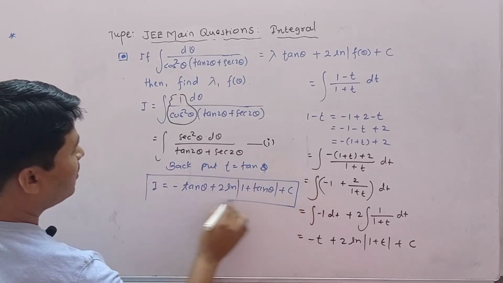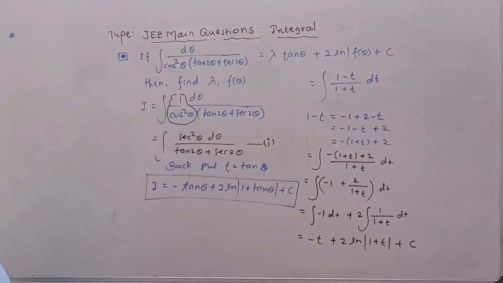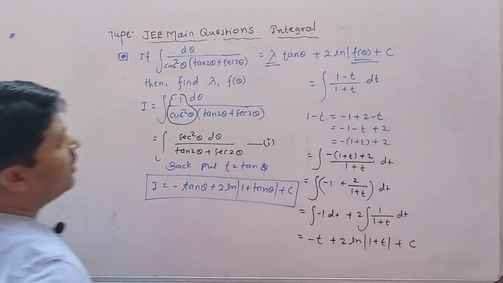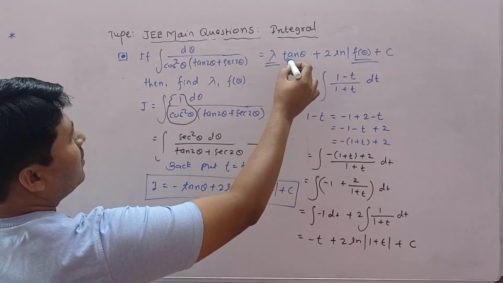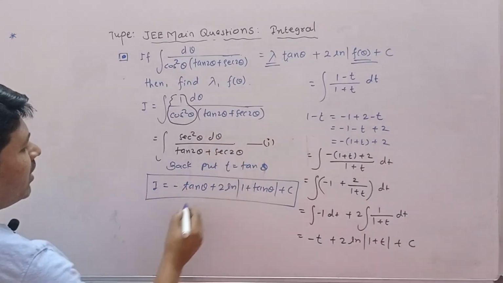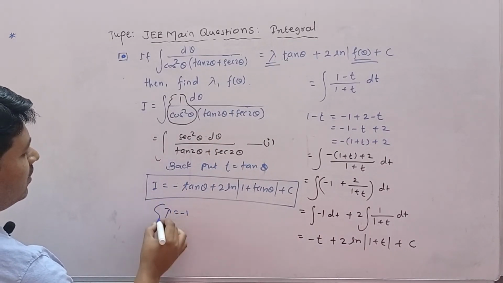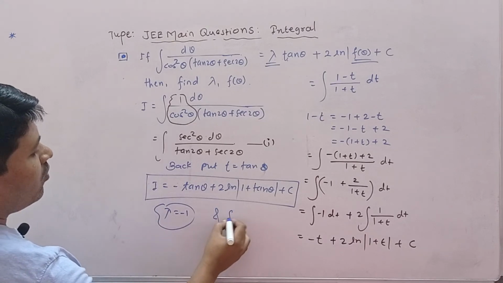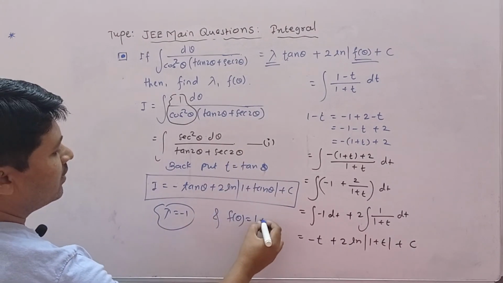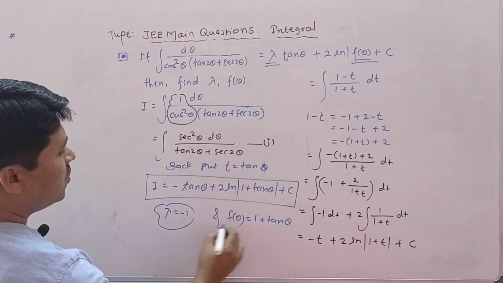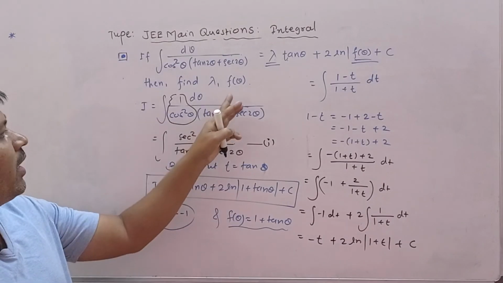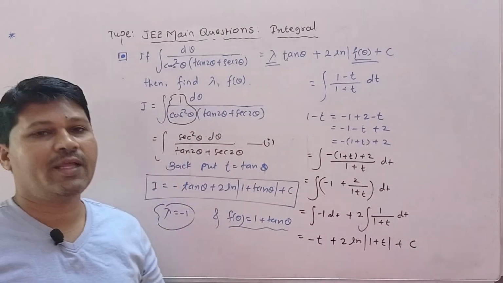This is my final solution, and here we can find the values of lambda and f of theta. Now we compare this solution with the given form, and we get lambda equal to minus 1, and f of theta equal to 1 plus tan theta. This is the solution for this integration: lambda is equal to minus 1, and f of theta is equal to 1 plus tan theta.